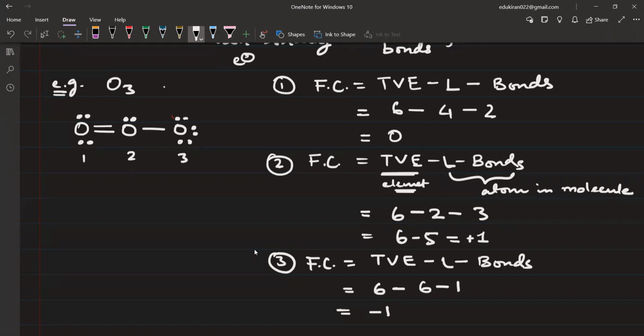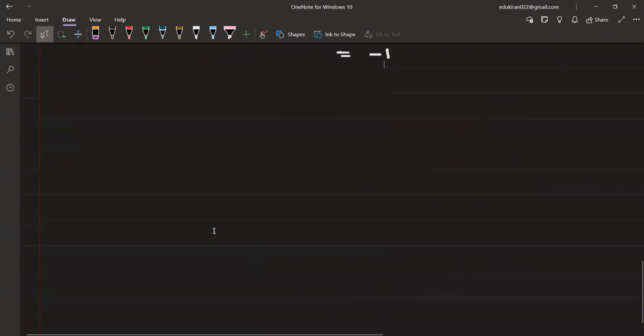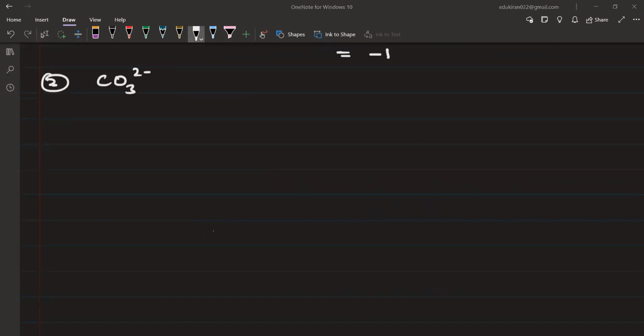Okay. Now let's do one more. I think you have to draw the Lewis dot structure for this and then calculate the formal charge and all. So please send the answer to me on WhatsApp, okay? Once you're done with this.